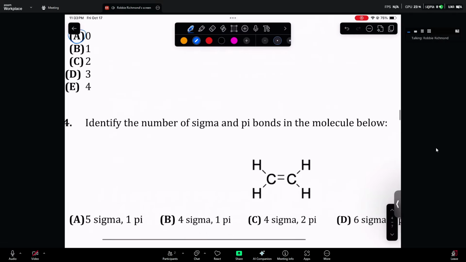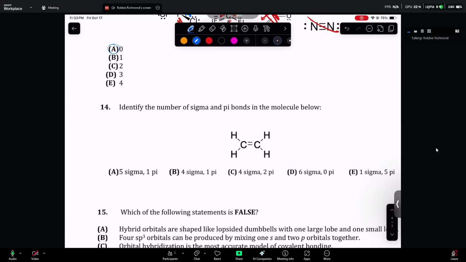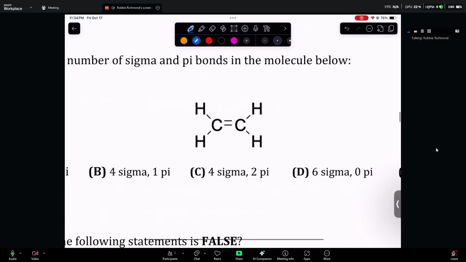All right. Identify the number of sigma and pi bonds in the molecule below. Remember, each bond, at the very least, for the purposes of Gen Chem 1 and basically all of your undergrad degree going up to Orgo, has a minimum of 1 sigma bond. So a single bond is 1 sigma bond. Sigma, sigma, sigma. So we have 4.